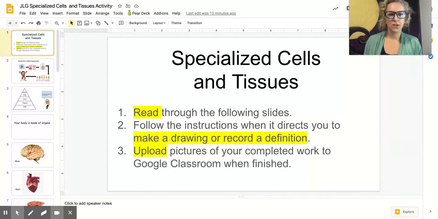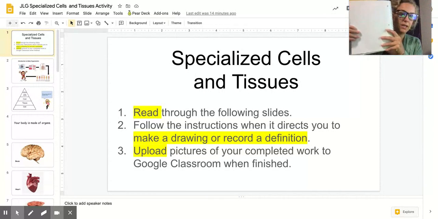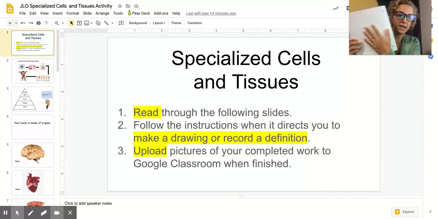Now, for today's work, you're going to be reading through the following slides. I'll go over those slides verbally with you now. You are going to follow instructions when you are directed to make pictures or to record a definition in your notes. And so I will try to be deliberate about pausing and giving you adequate time to sketch and draw what you need. Then when you're done, you're going to take the notes that you have completed, should be a page, a full page, maybe you have 2 pages, and you're going to take a picture of those notes and upload them as evidence of your participation in Google Classroom.